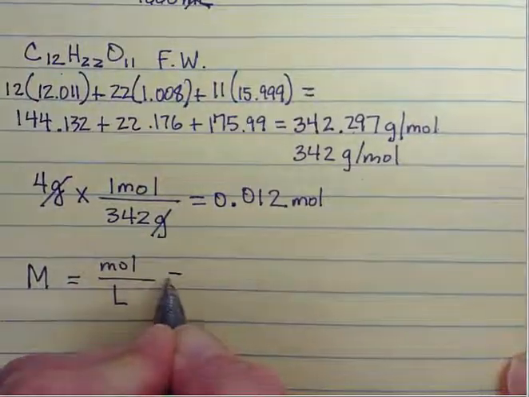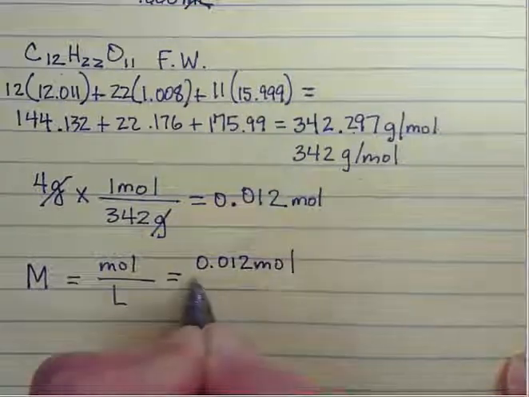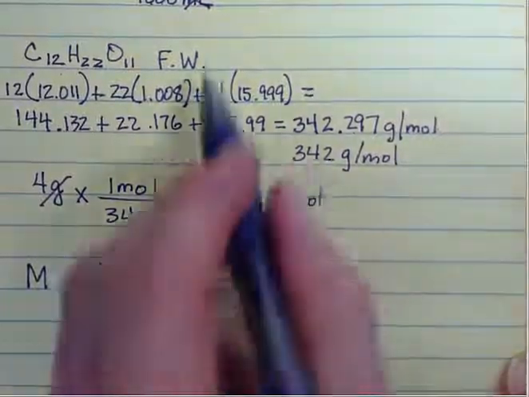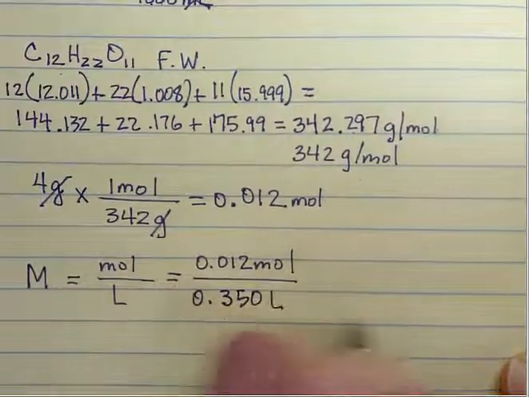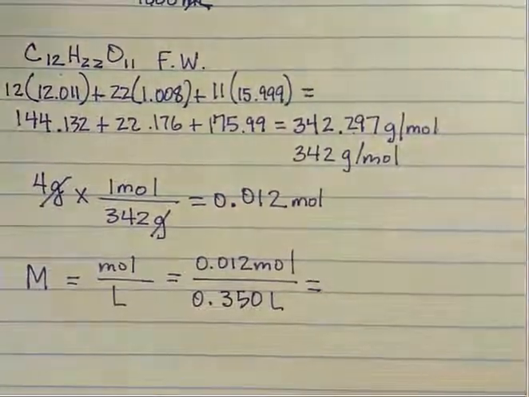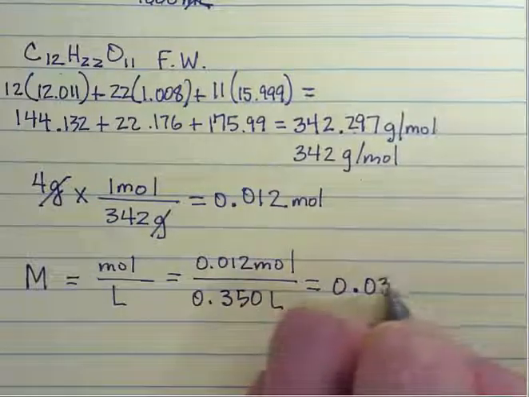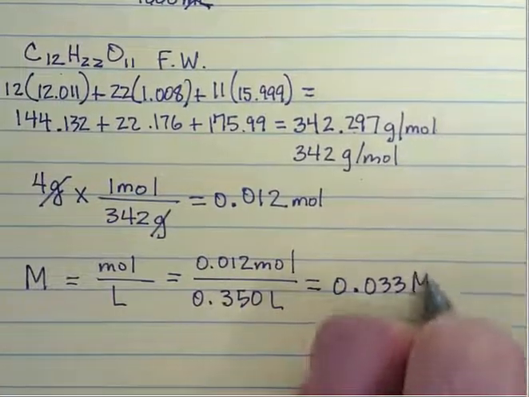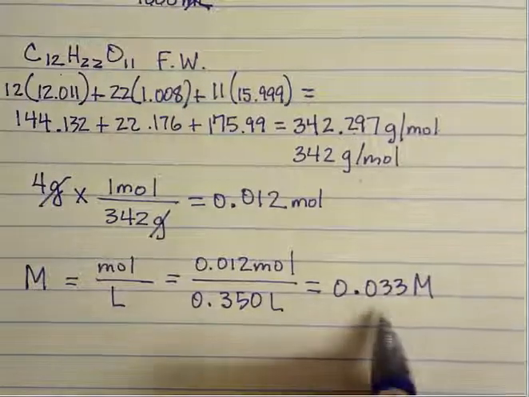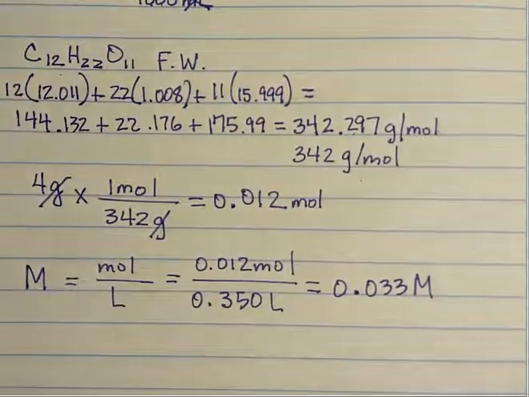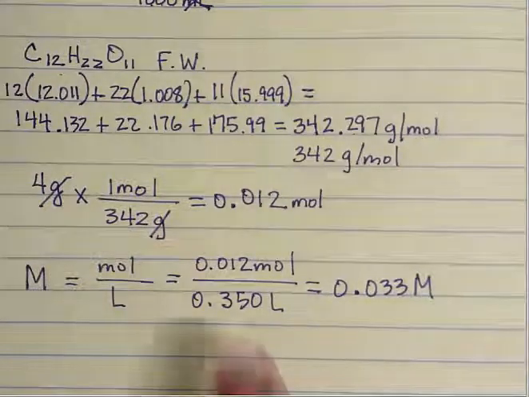So this is going to be 0.012 moles divided by our 0.350 liters, and that's going to equal 0.033 molar. So our solution is going to be 0.033 molar. That's the molarity of that solution, the moles per liter.